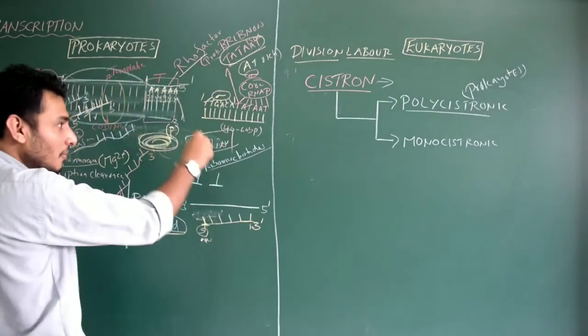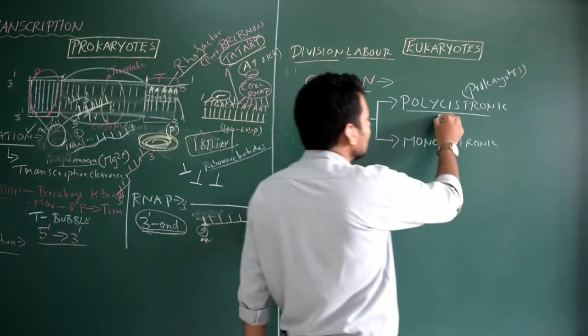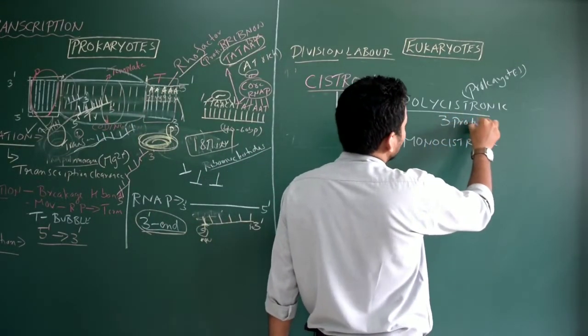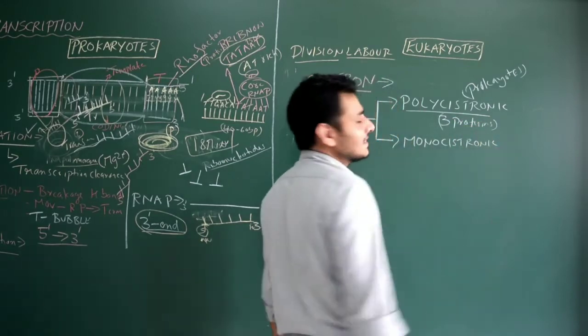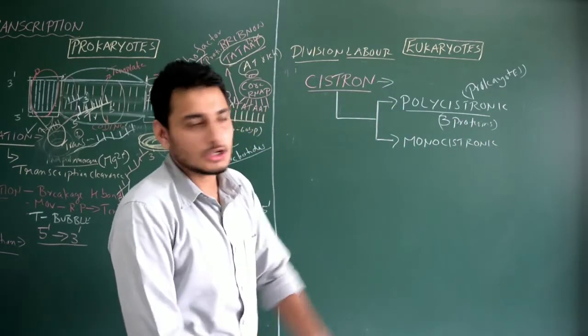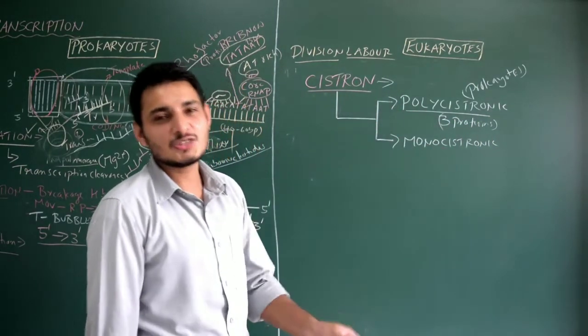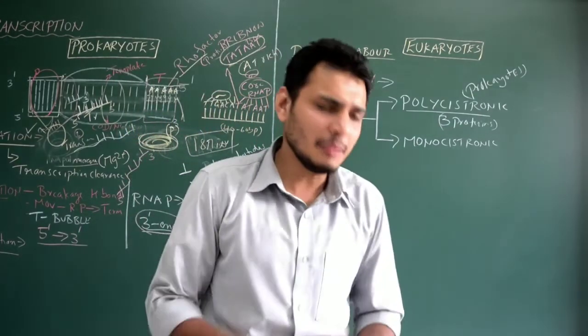So this one mRNA can produce more than 3 proteins. If multiple proteins are coded by a single gene, then that kind of gene is called polycistronic. So that is seen only in prokaryotes. Can you tell me why?